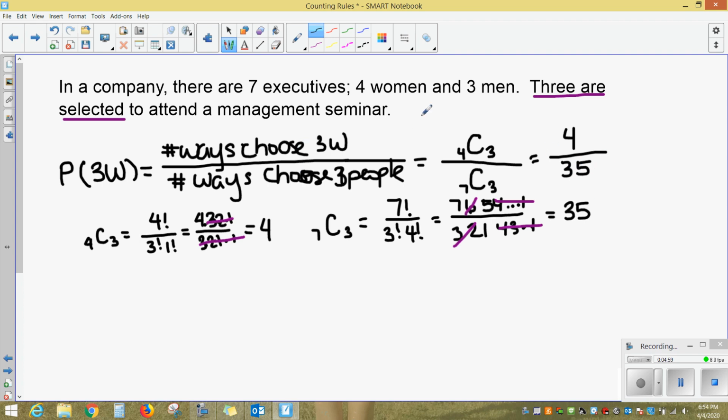So 4 women, 3 men in a group, and I'm going to send 3 of them to a conference. The probability that all 3 of them would be women, if I just drew randomly 3 names out of a hat, would be 4 out of 25. Sorry, 35. What I've written, not what I said. Maybe I want to find the probability that all 3 of them would be men.